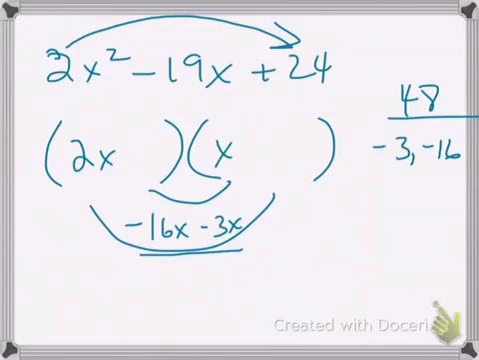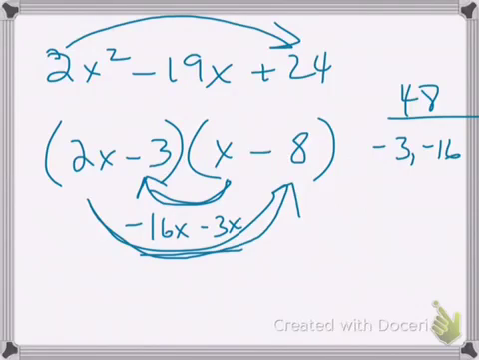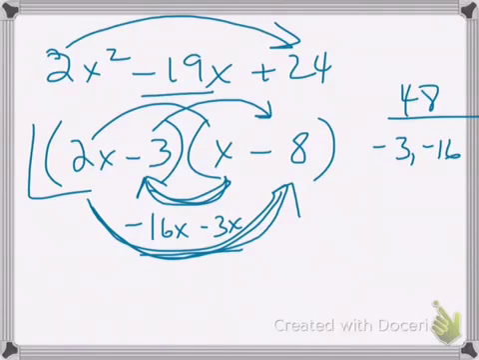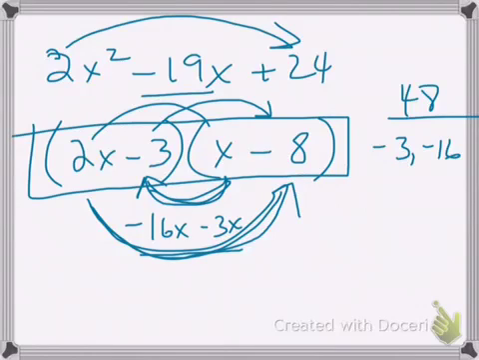So what will we multiply 2 by over here to give us one of those numbers? Negative 8. That gives us the negative 16, right? And then I need negative 3x to come from this times that, which means this has to be negative 3. Now, as a final check, negative 3 times negative 8 is positive 24, negative 3x plus negative 16x is negative 19x, and of course 2x times x is 2x squared. So that is a good factorization of that polynomial.